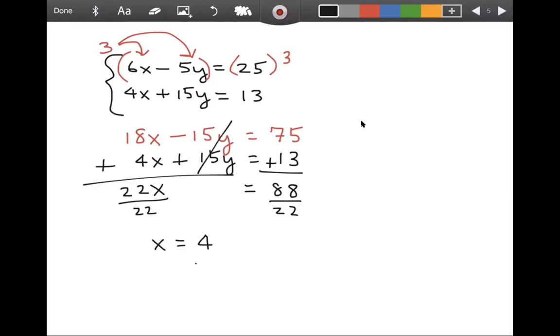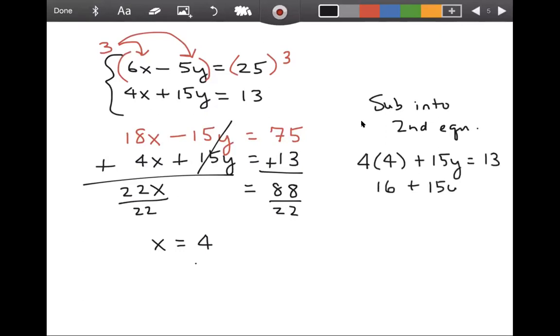So now I need the y. This time I'll use the second equation. Why not? Sub into second equation. All right, so x is 4. So I'm going to go 4 blank plus 15y equals 13. X is 4. 4 times 4 is 16. And now I'll subtract 16 from both sides. I get 15y equals -3.